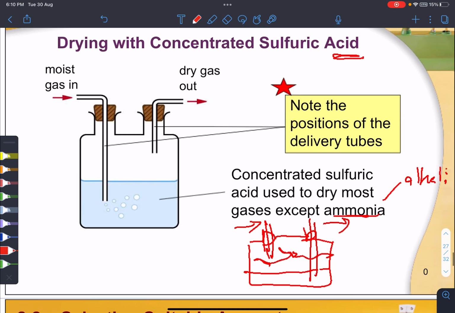So concentrated sulfuric acid. Two things. First, you want it to dry. Means it goes in, you want it to come out. You don't want it to be inside. And notice this is an acid. So we cannot dry alkali gas, opposite react.